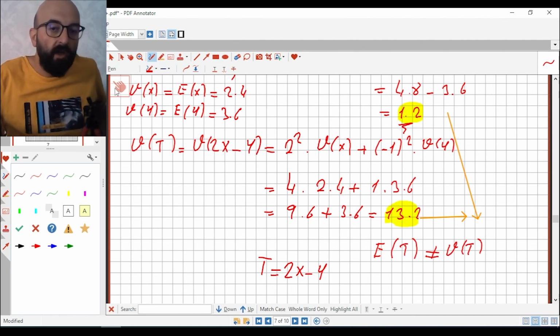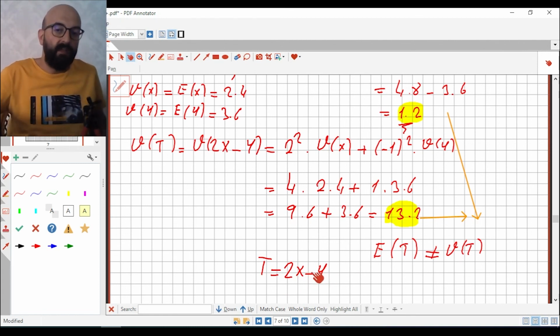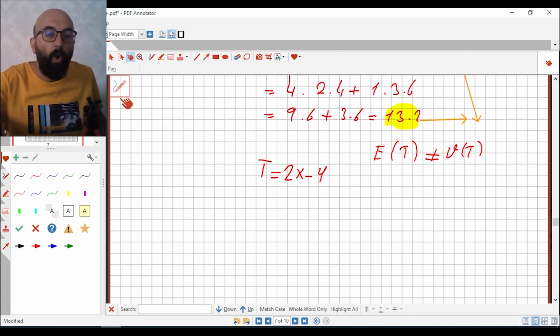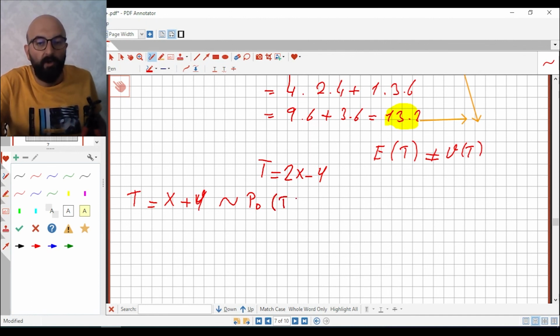Okay, so if you see 2x minus y, 3x minus 2y, for example, or 5x plus 2y, it doesn't follow a Poisson distribution. Only x plus y follows a Poisson distribution. Okay, only x plus y.